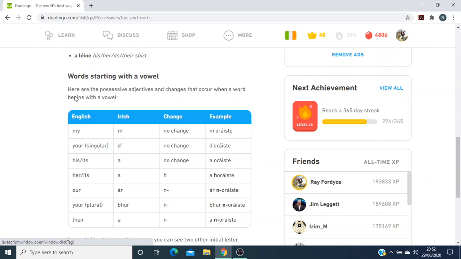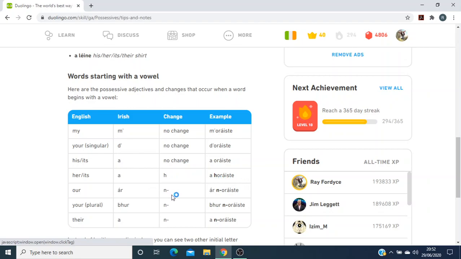Words starting with a vowel. Here are the possessive adjectives and changes that occur when a word begins with a vowel. So my is m', m'oráiste, my orange. And the other examples: your singular is d', d'oráiste. And his or its is a, with no change, so a oráiste, his orange. Hers, you'd be a again, but you'd add an h at the start of the word, so a horáiste.